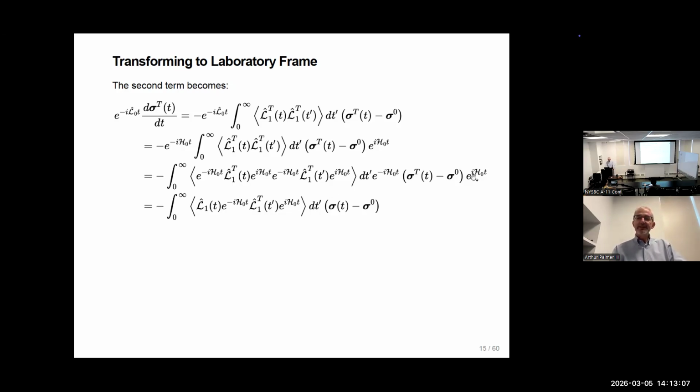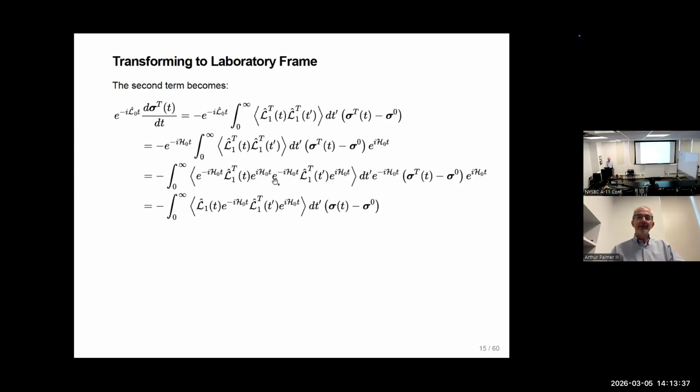So this one on the end is easy then. This is just the back transformation of sigma t to the lab frame. So this part is easy, and this first part here is also easy because the time indices are the same. This is just the transform of L1 of t back to the lab frame.